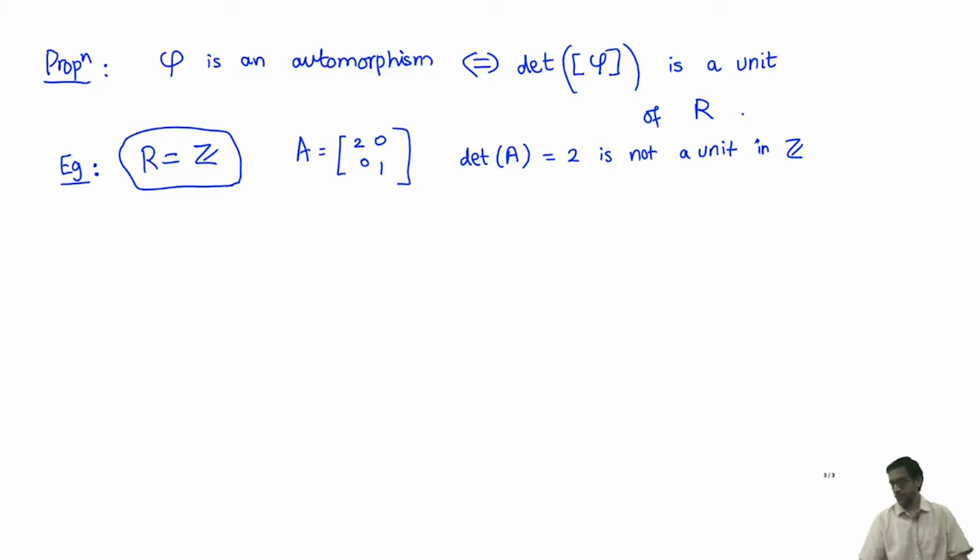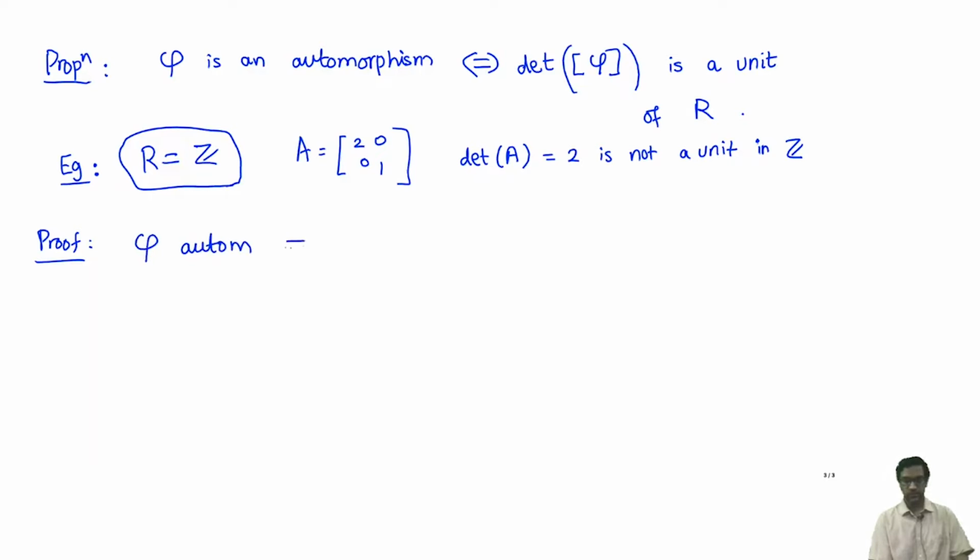So this is what I mean by saying that the determinant must be a unit of R. As a preparatory step to proving this proposition, let's first convert this statement about automorphisms into the corresponding statement about its matrix. So observe, phi is an automorphism means there exists an inverse psi.